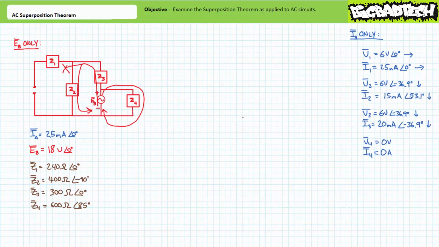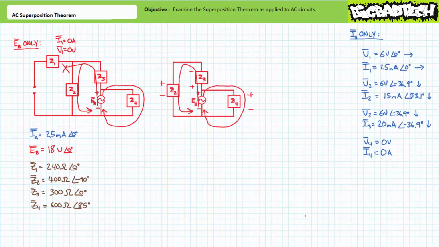The inclusion of this open has effectively removed impedance element Z1 from consideration. With no current traveling through it, there will be no voltage drop across it. V1 equals 0 and I1 equals 0. It may help to again redraw this circuit when impedance element Z1 has been removed from consideration.